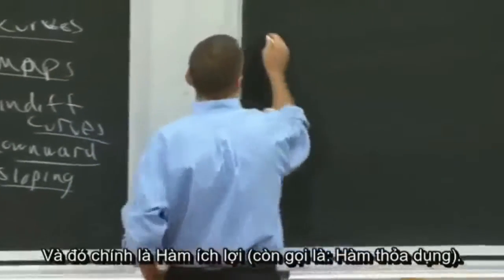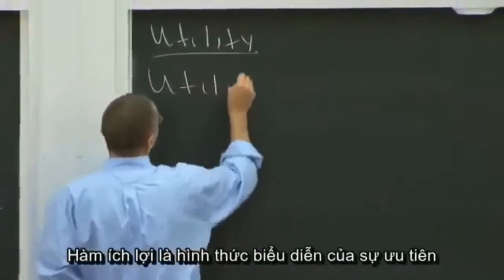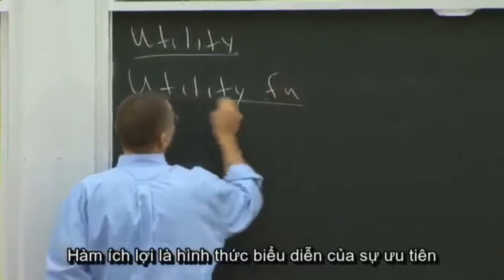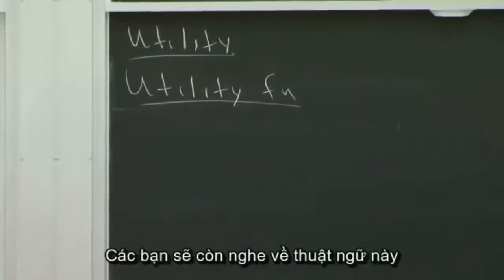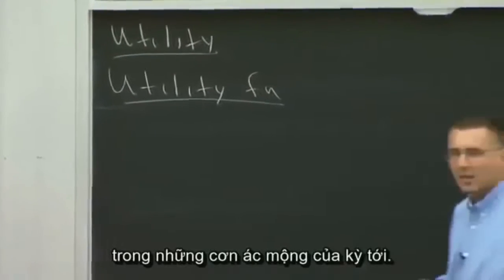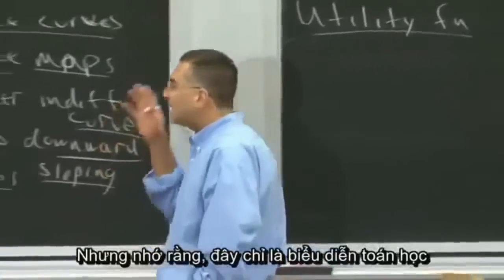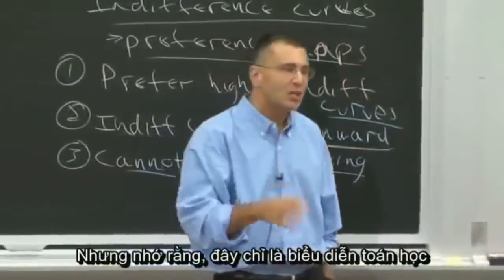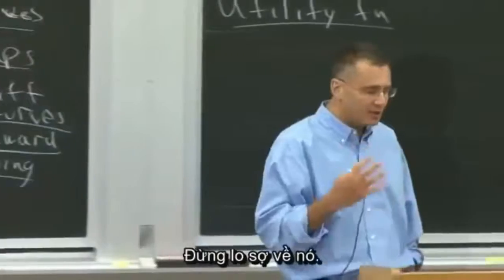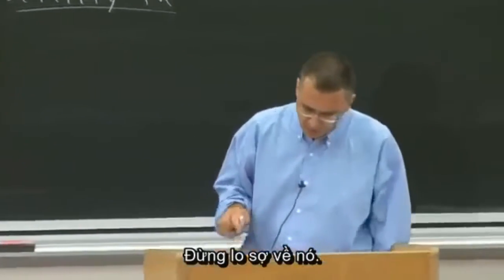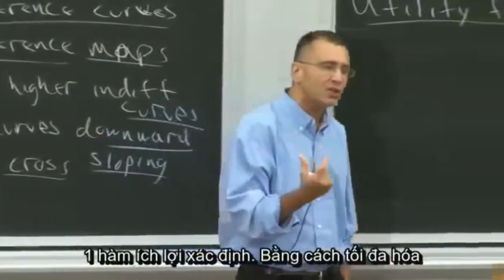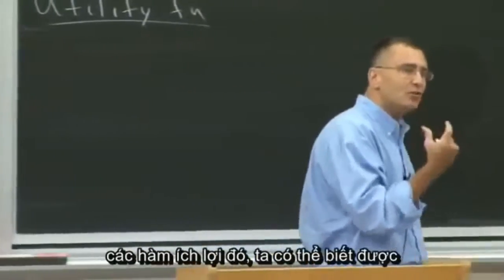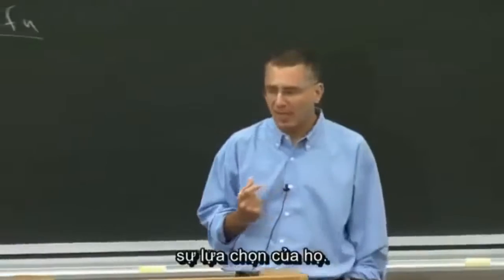And that's the utility function. So the utility function is a mathematical representation of preferences. That's all it is. You're going to be hearing this term in your nightmares for the next semester, okay? Utility functions. But remember, it's just a mathematical representation of people's underlying preferences. Don't be scared of it, okay? And the key thing is that we assume individuals have these well-defined utility functions. And by maximizing those utility functions, we can tell what choices they're going to make.